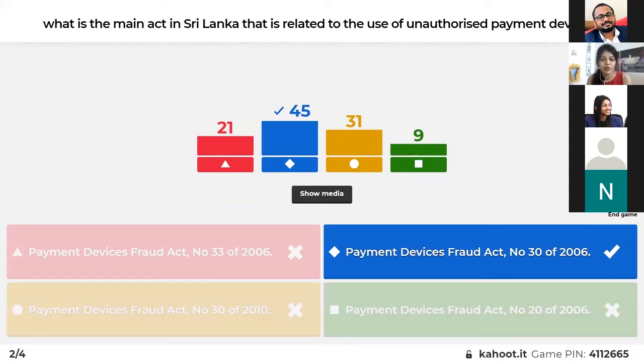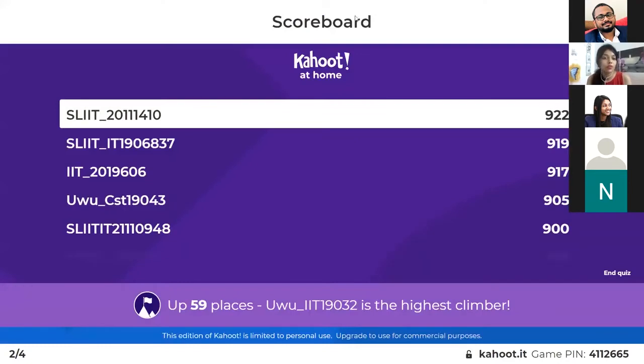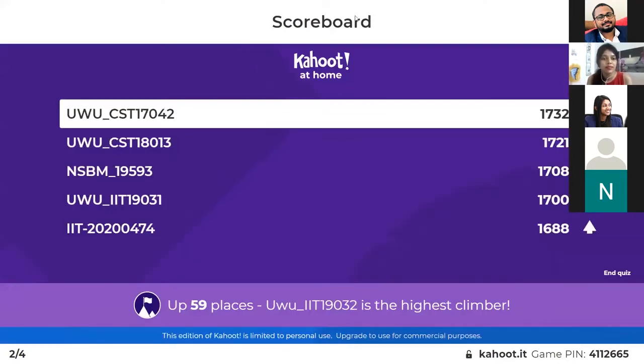All right, 45 of you have gotten it correct, and that is the answer blue. Okay, we are getting a few disturbances. Please mute yourselves, folks. The top position is acquired by CSTUW 17042. Congratulations. And next, let's move on to the next question.